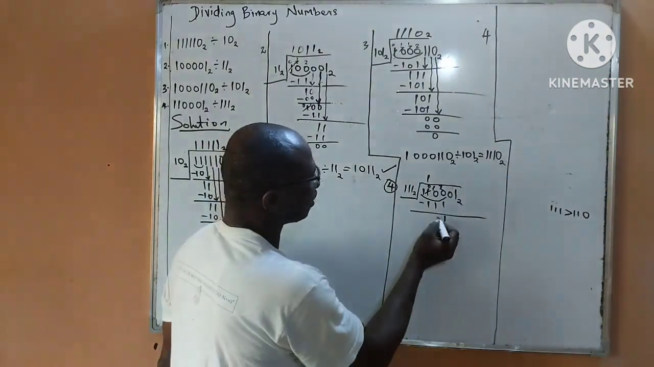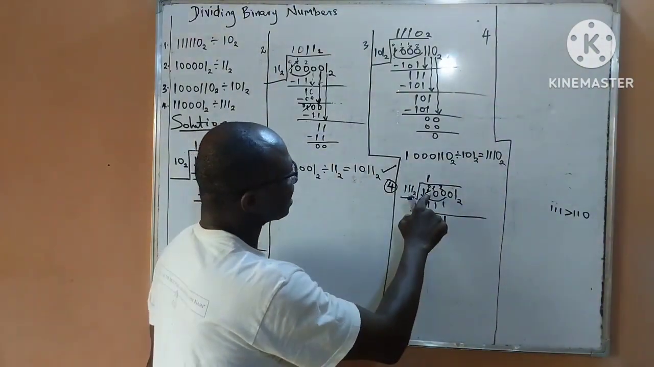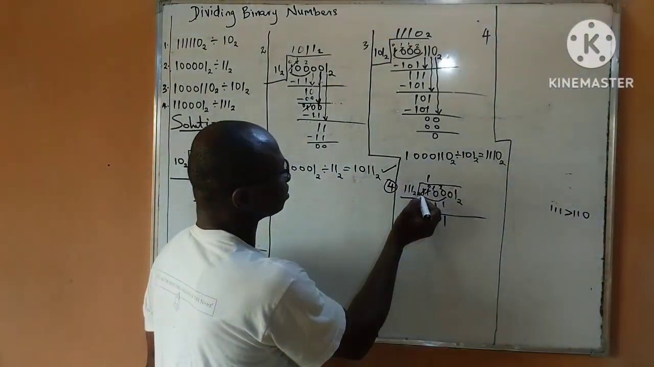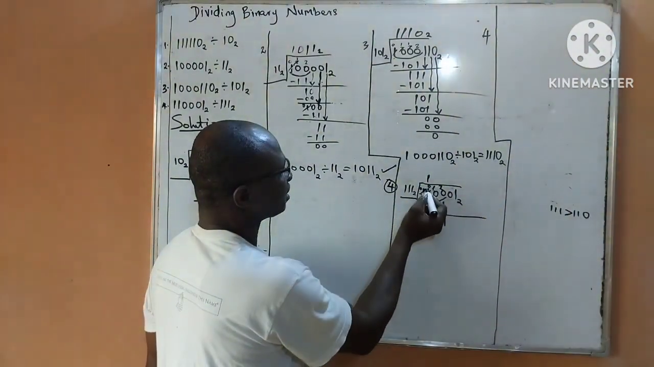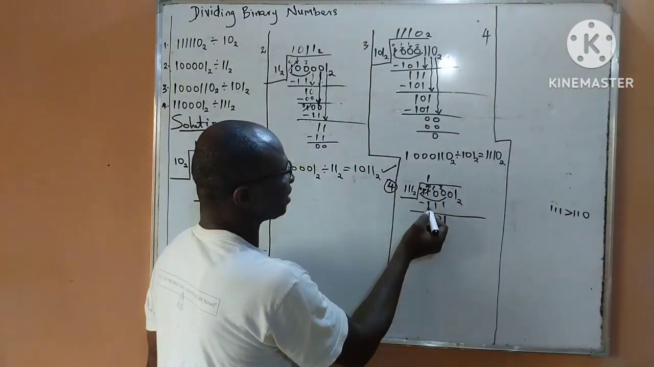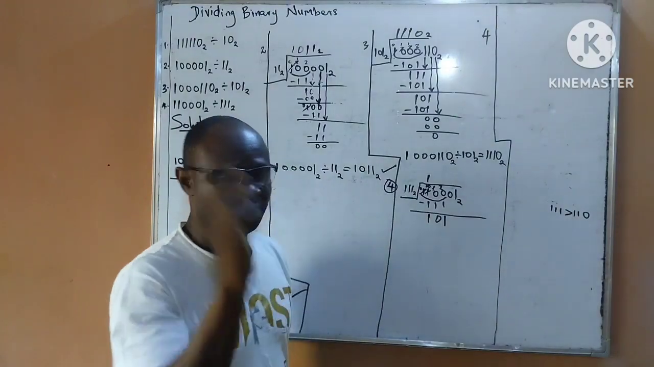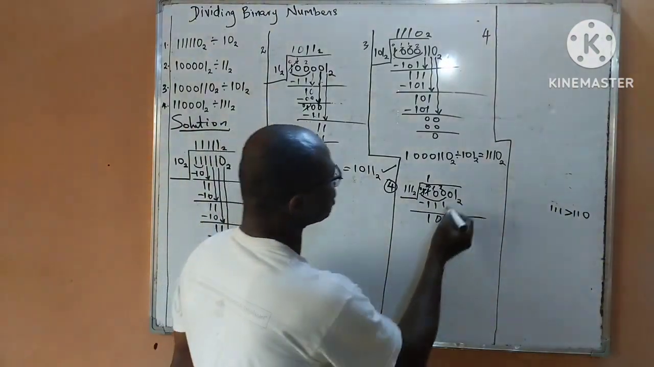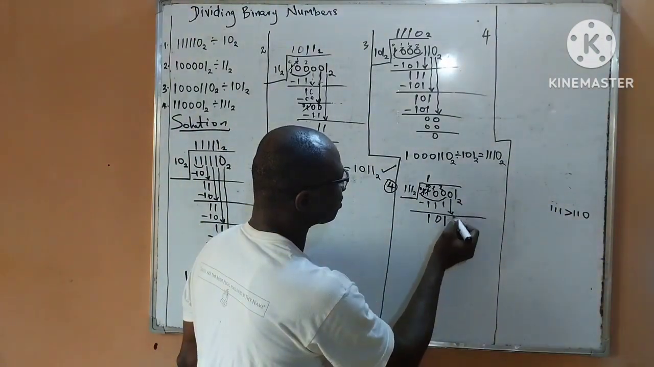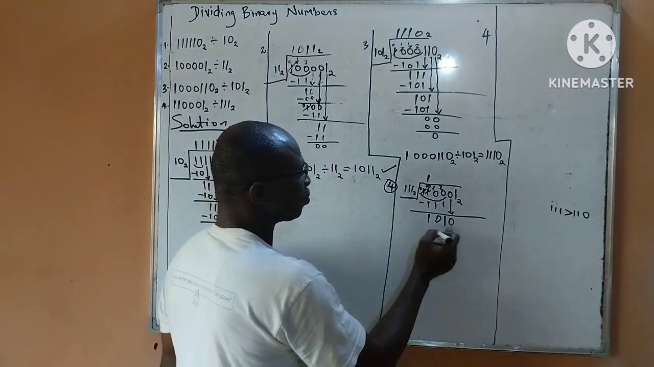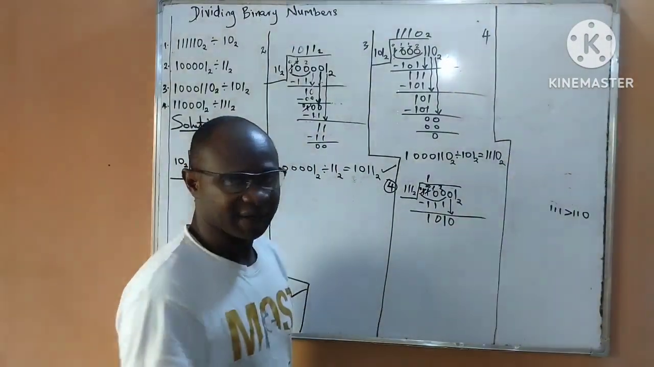Then 1 minus 1 will give me 0. Here is now remaining 0. I borrow this 1, which is now 0 here. Move it to this place, it becomes 2. 2 minus 1 will give me 1. Very correct. So what I'll do next is to bring down this 0 so that I get 1, 0, 1, 0. I can now divide again.